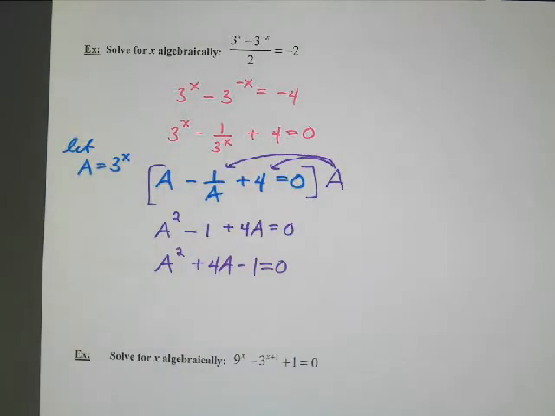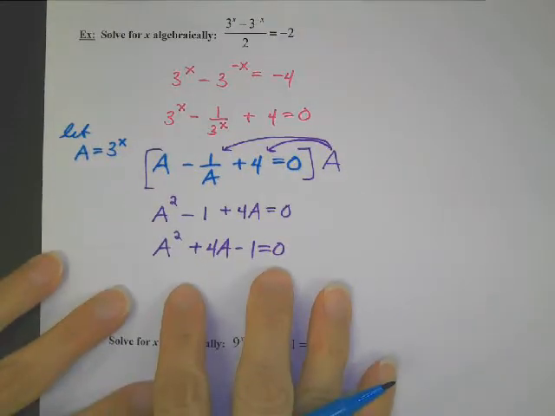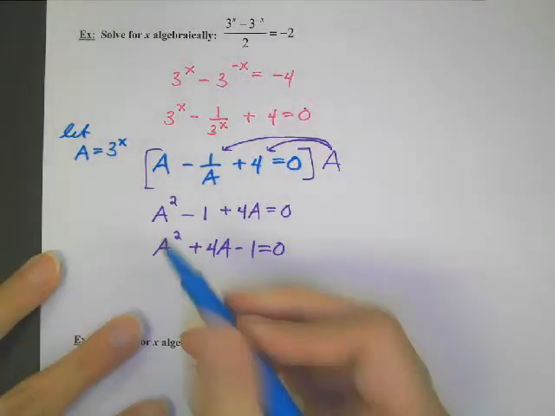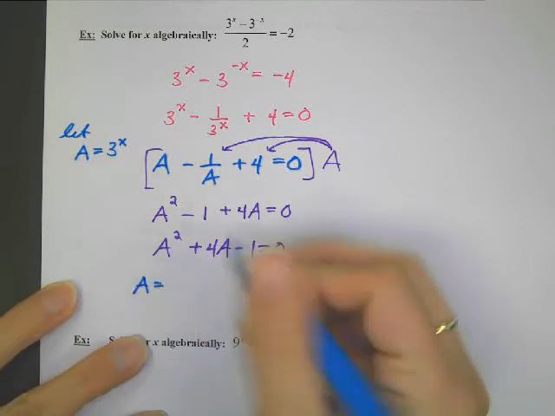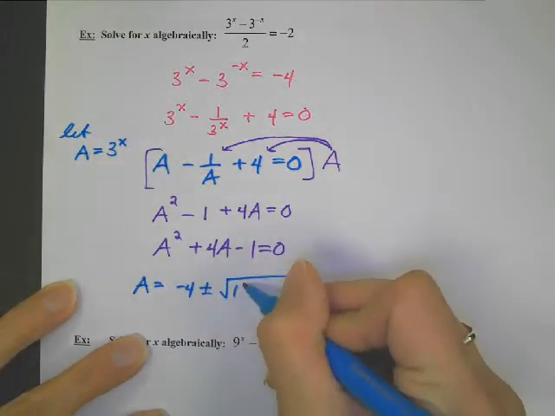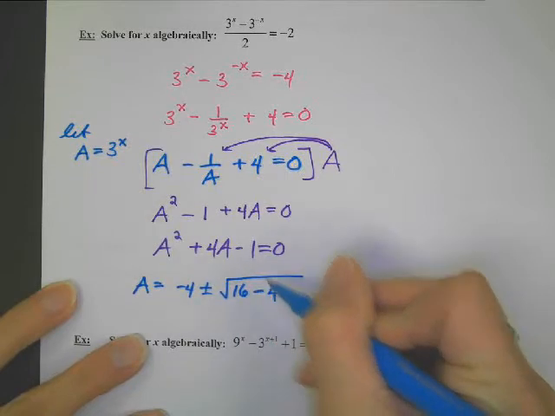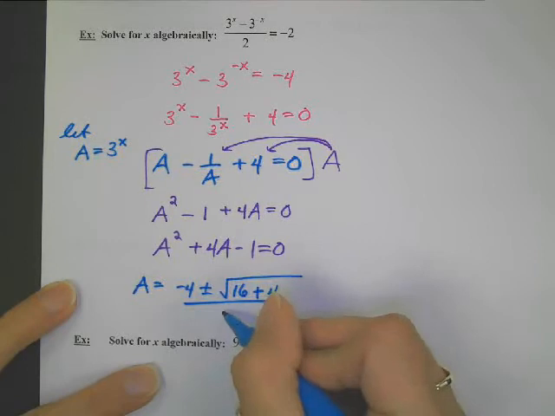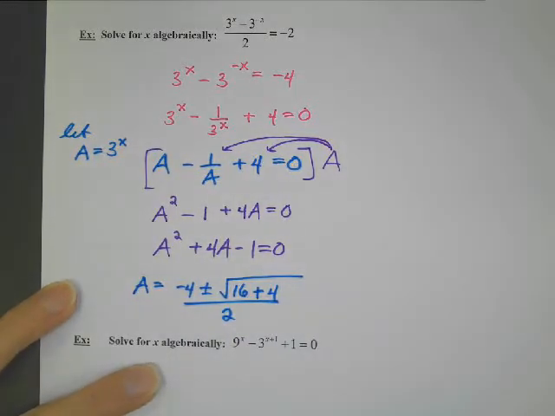Okay, can this one get factored? No? All right, then we're going to have to use the quadratic formula. And how is it going to start? It's not x equals, okay, x is going to have to come back later. This is A equals negative b plus or minus the square root of b squared minus 4ac, all over 2a.